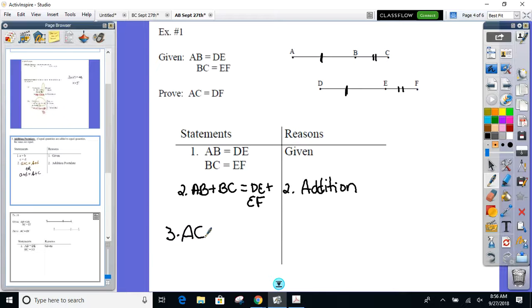I'm not going to say anything here. What is another name for DE plus EF? That's not addition, though. What did I just do? I took AB and BC and substituted in an equal, AC. This is substitution.